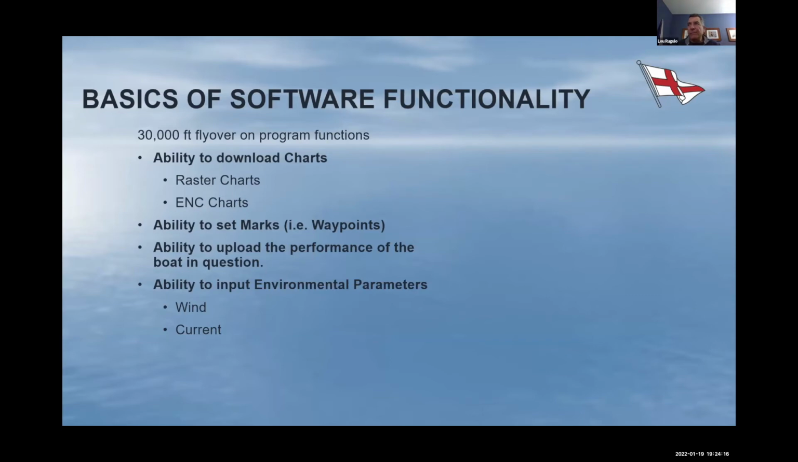And then the last thing is you need the ability to put in environmental parameters over the course you're going to run: wind, current, sea state. You can pull down anything from a weather site: sea level pressure, rain, you name it. You can bring this information in and put it in your computer, and the computer will take it into account when it's planning your route.